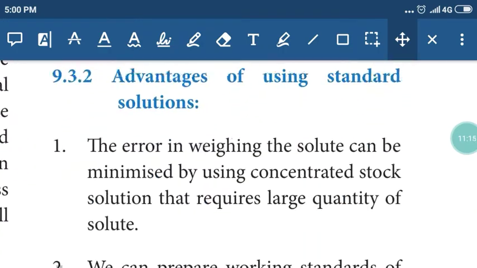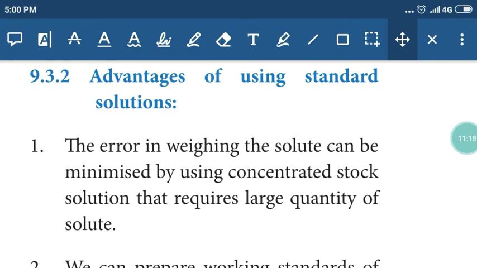What are the advantages of standard solutions? Usually, standard solution will be prepared in larger quantity, 1 liter, 5 liter, 10 liters, like that. When we take a solute in larger quantity, error will be minimized. Instead of taking 5 gram, if 5 kilogram of solute is taken, errors will be minimized. So this is the first advantage of standard solution.